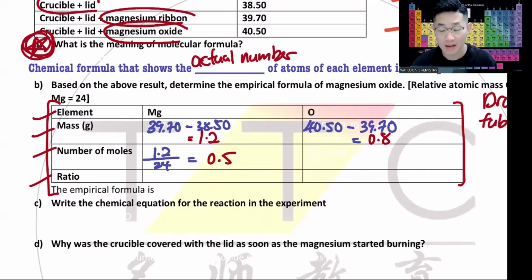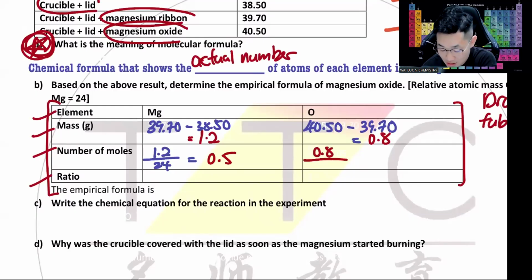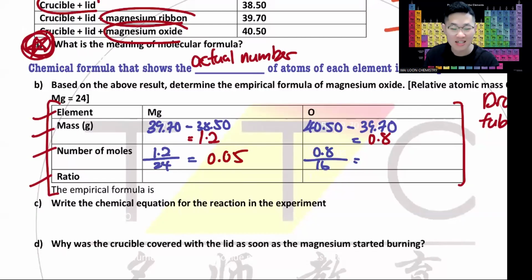Okay, 0.8 divided by 16. I'm going to get 0.05 as well. When I pressed the calculator, I got 0.05. Okay, guys, sorry. I'm not pressing the calculator properly. Thanks for the answer, guys. Okay, 0.05.